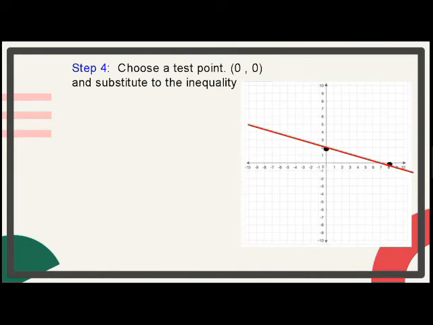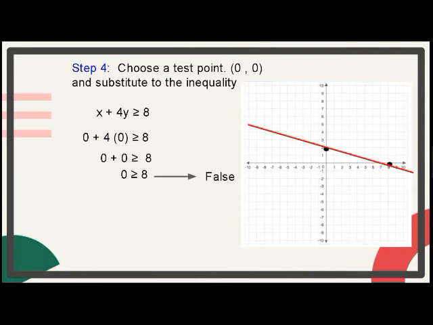Let us use the origin whose coordinates are 0, 0 and substitute to the inequality x plus 4y greater than or equal to 8. Let us substitute. So, 0 plus 4 times 0 is greater than or equal to 8. And 0 is greater than or equal to 8. Is it true that 0 is greater than or equal to 8? False. 0 is not greater than or equal to 8.